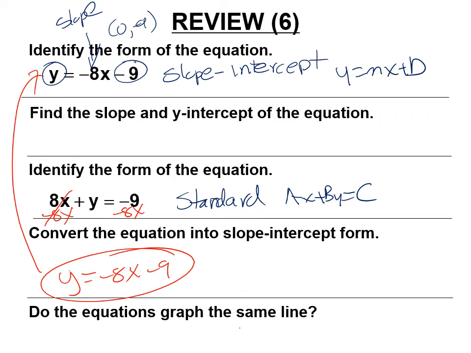Are these the same line? Yes, they are. Do they have the same y-intercept? Yes, they do. Do they have the same x-intercept? Yes, they do. We don't know what it is, but they do have the same one. They have the same slope. They're the same line, just in two different forms.